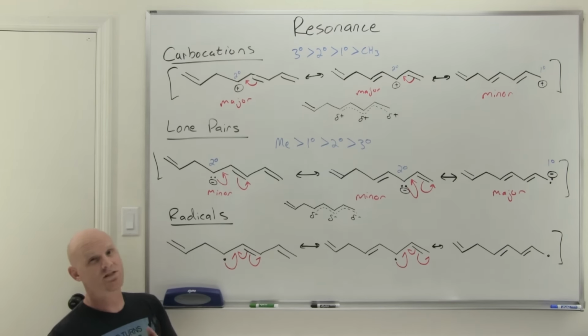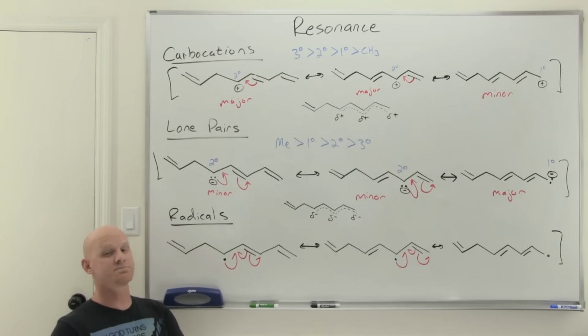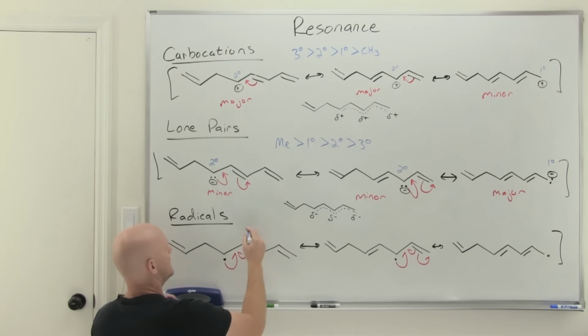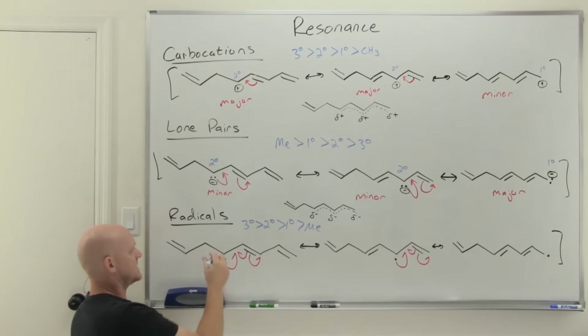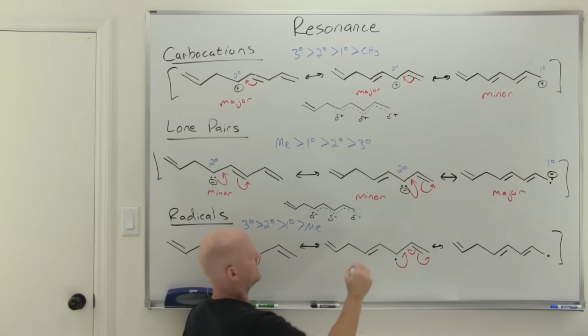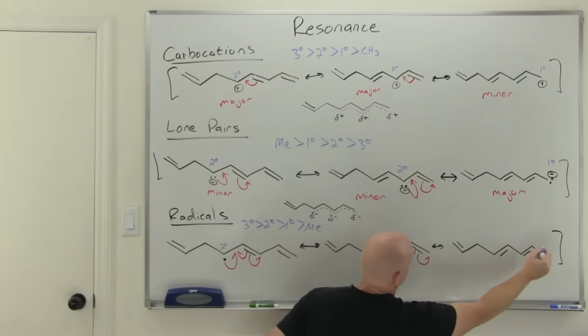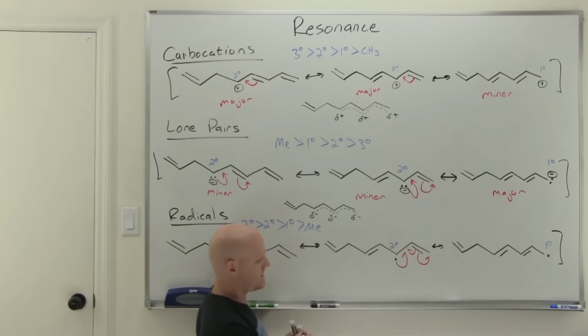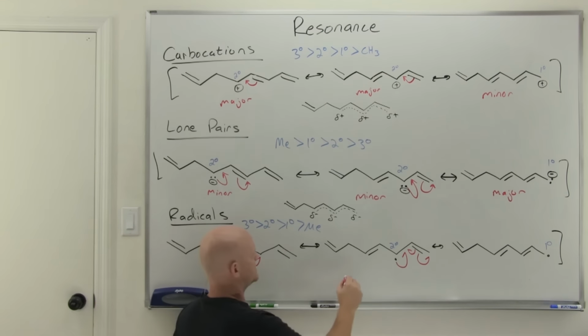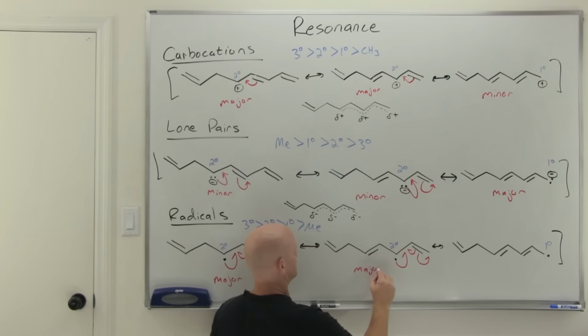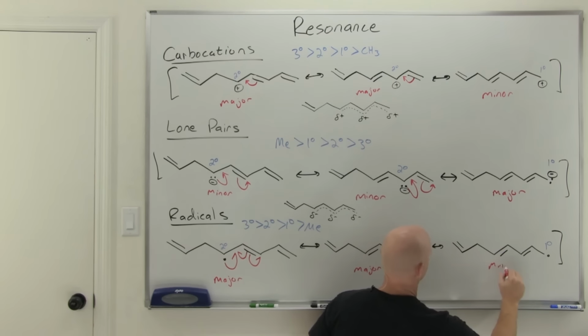And being electron deficient, just like with carbocations, they want to be bonded to as many carbons as possible. And so they follow the same trend. Tertiary is more stable than secondary, is more stable than primary, is more stable than methyl. And so in this case, again, we've got a secondary radical here, secondary radical here, primary radical there. And so once again, the secondaries are more stable, so these would now be the major resonance contributors, and this guy the minor.